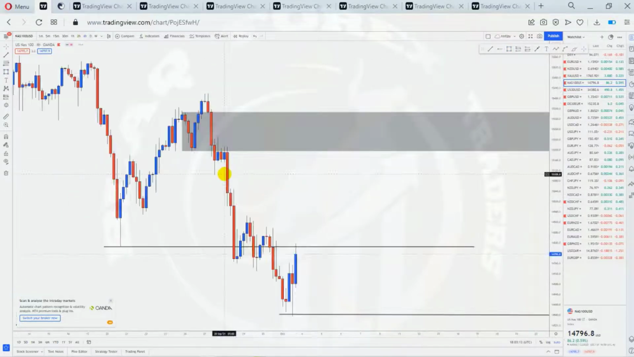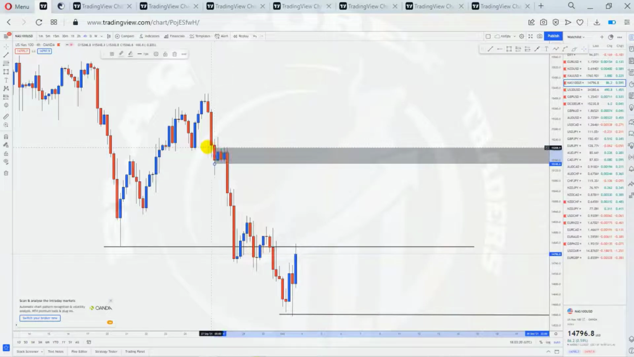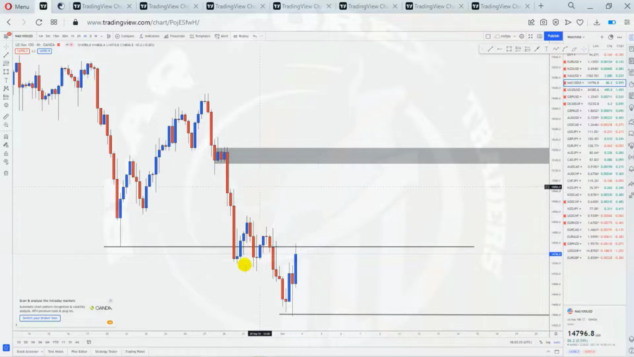Then we go to 4-hour time frame. So as you can see on 4-hour time frame, we have this consolidation part here. So if you look here, this is the pattern, this is the base drop pattern here. So now we're waiting for the market to do what? To come to this level here.